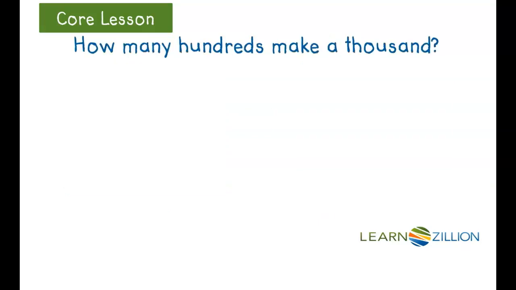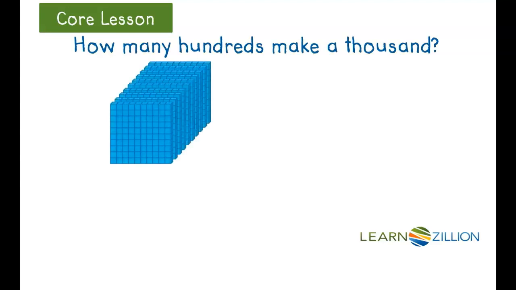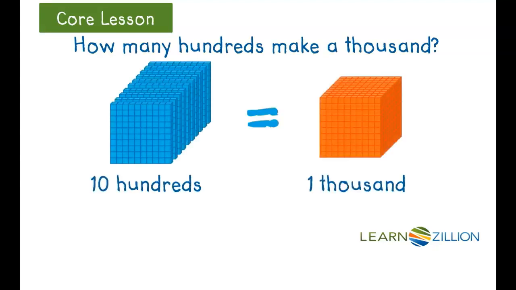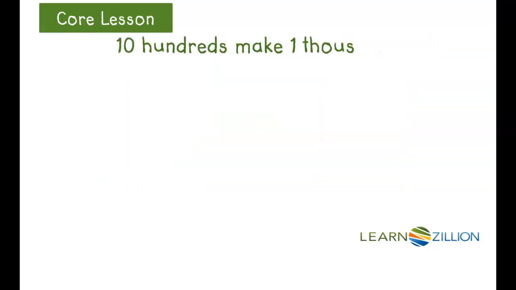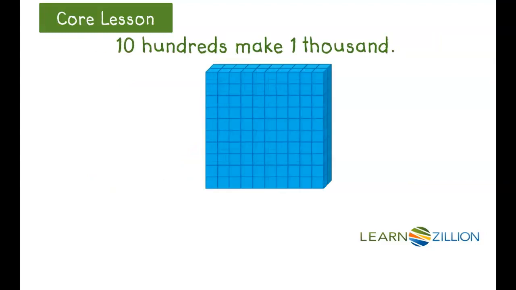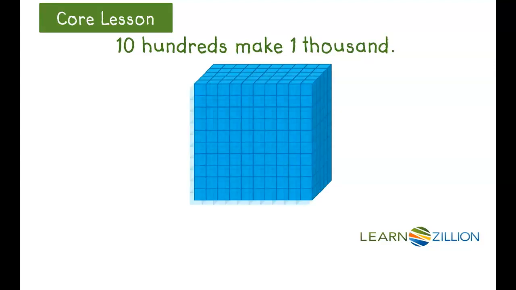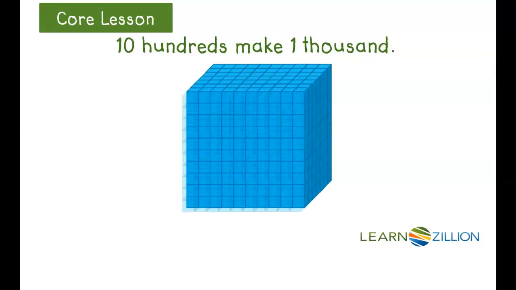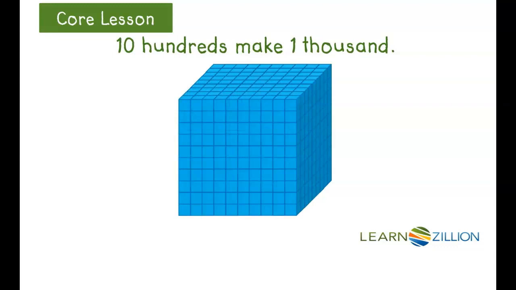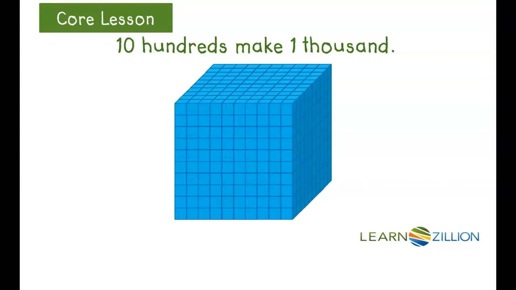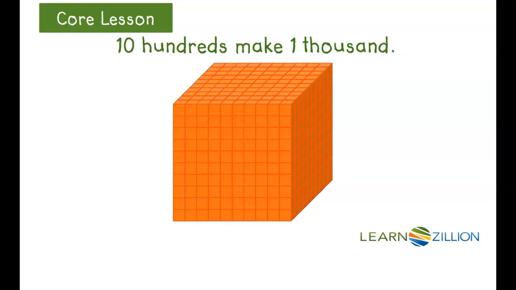So how many hundreds make 1,000? Well, it is 10 hundreds to make a 1,000 cube. This is really important, so I want to look at it one more time, that 10 hundreds make 1,000. If you watch and see how they add one on top of the other, you can see that it takes 10 hundred blocks to form a perfect 1,000 cube.